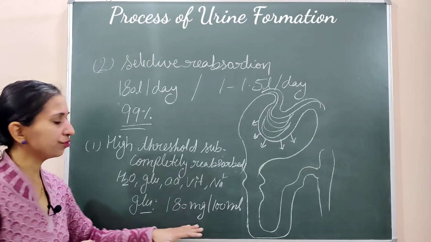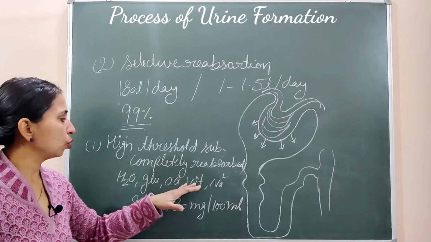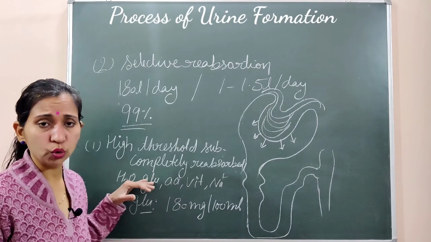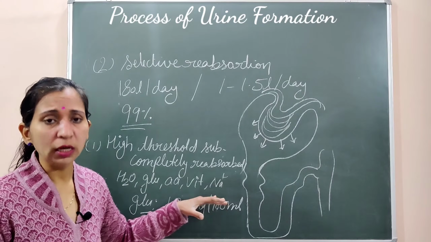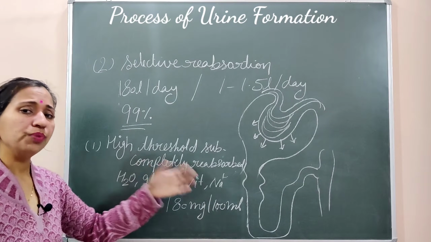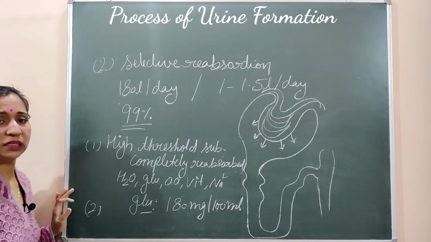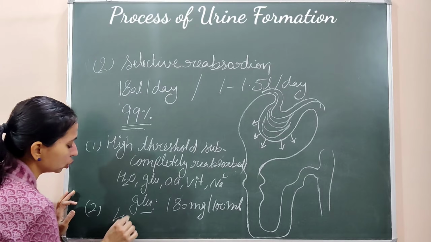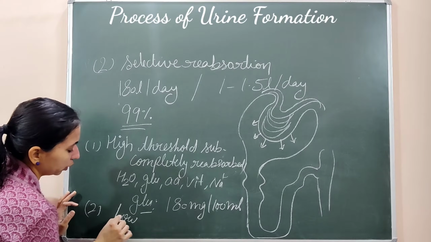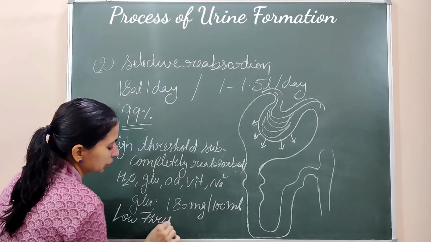So that is about the renal threshold, and almost all these substances which we have written here, like glucose, water, amino acid, vitamins and salts, they are highly reabsorbed. They are completely reabsorbed. The second category of these substances is the low threshold substances. We are calling them low threshold substances.